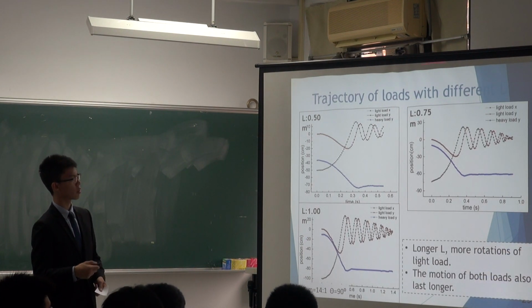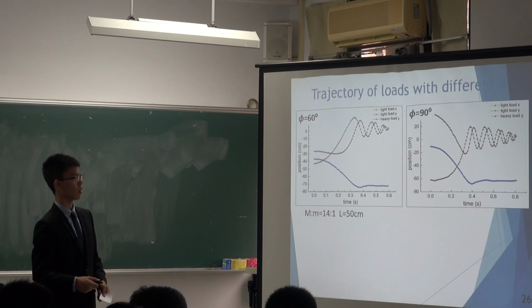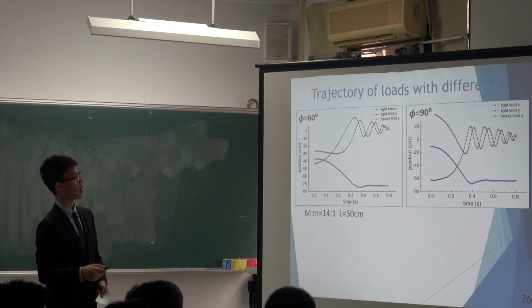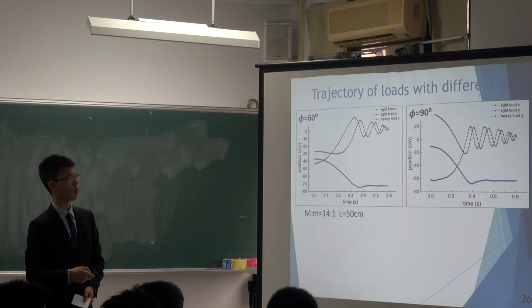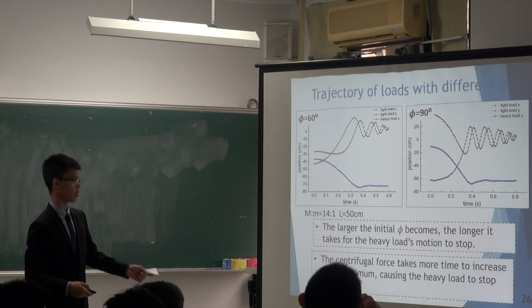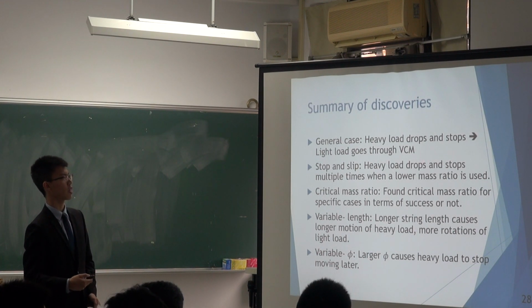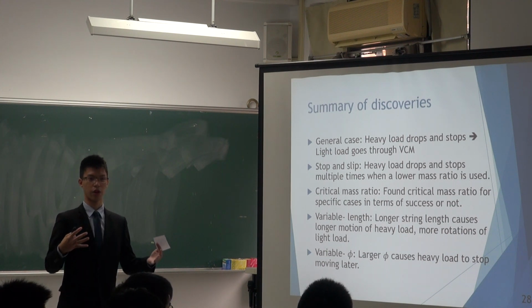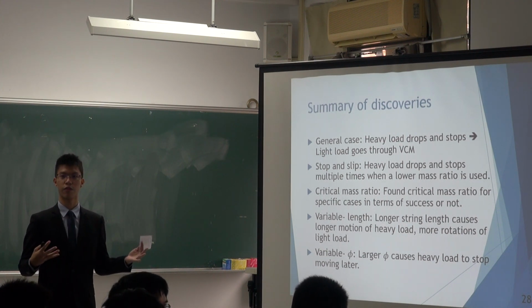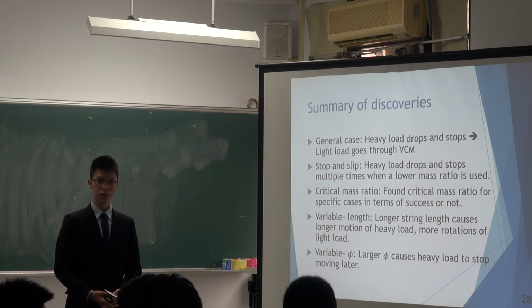So we can see here the discussion of different loads, the rotations and the accelerations, and the last part is with different phi, different angles. You can see there's actually a significant slope here, and a larger initial phi becomes a centrifugal force. And that is our summary of discovery, which covers the BCM, the critical mass ratio, the length, and there's certainly also a critical criterion for the initial ratio and the angle. Time's up. Thank you.